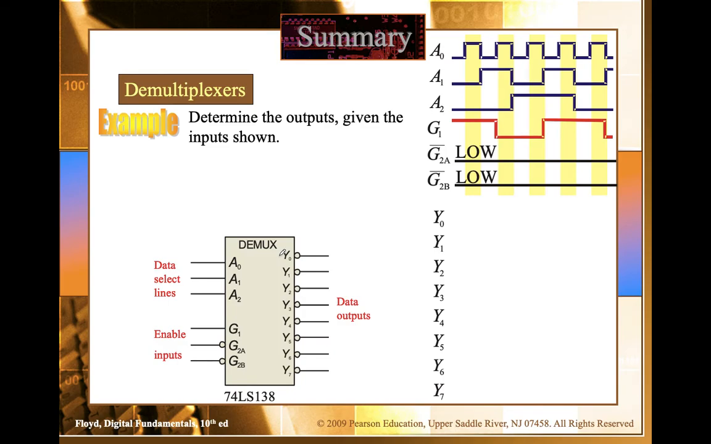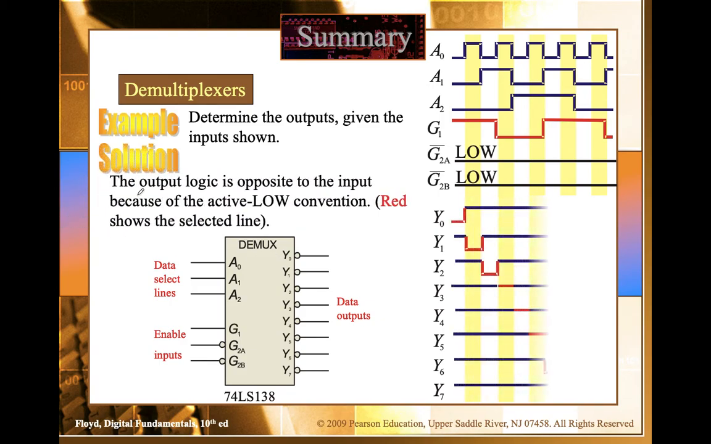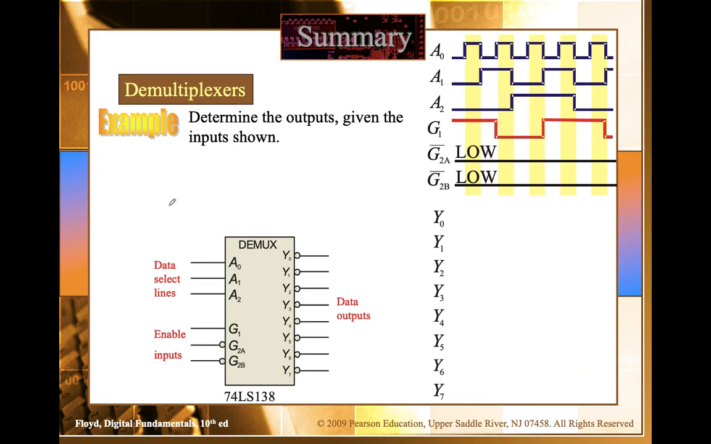Let's have a look at this example. Oh no, I did not want to show you the output yet. Let's try and make it ourselves. Determine the outputs given the input shown. This is our demultiplexer. My input line is G1, this red line. These are my select lines. And these are just enable inputs, low enable, which is why they are continuously low.